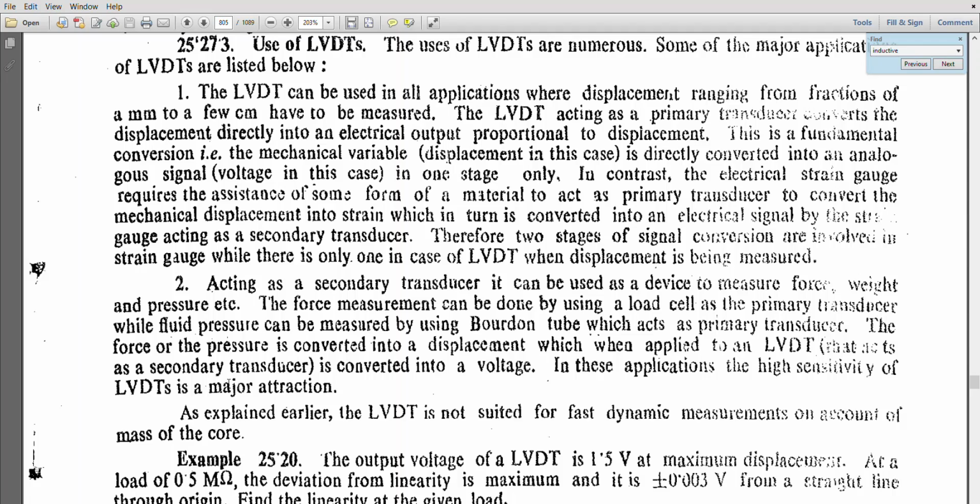So until now, all this we have read about inductive transducers and their changes. These are the sets of inductive transducers, and the most widely used of them is LVDT.